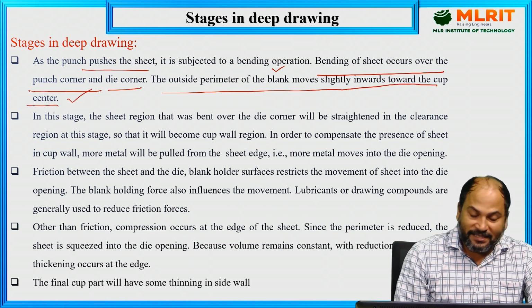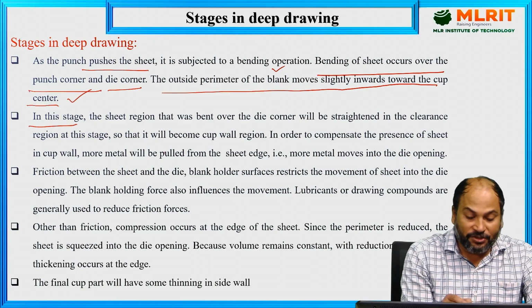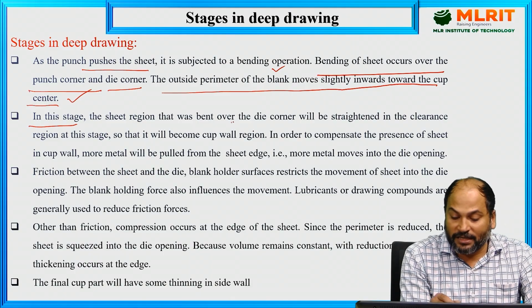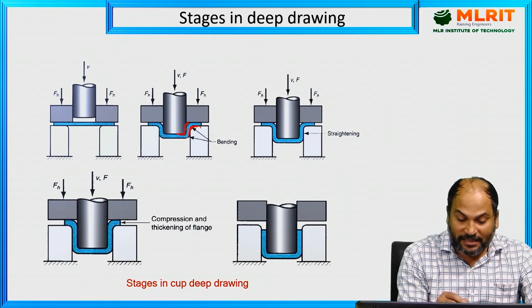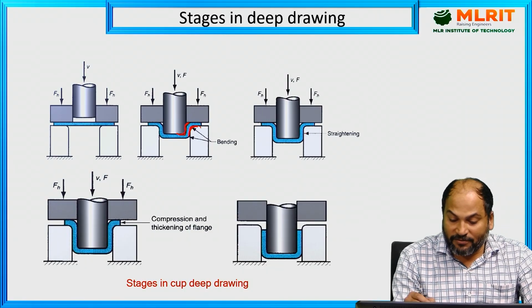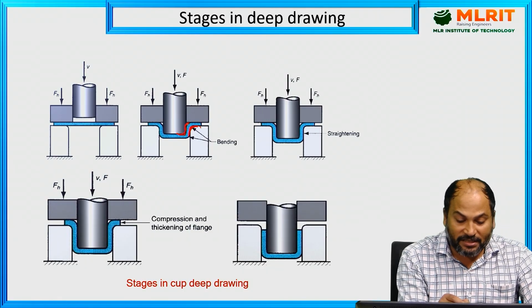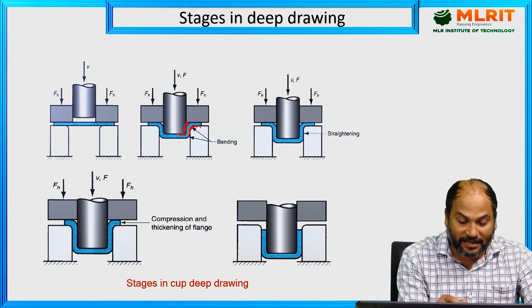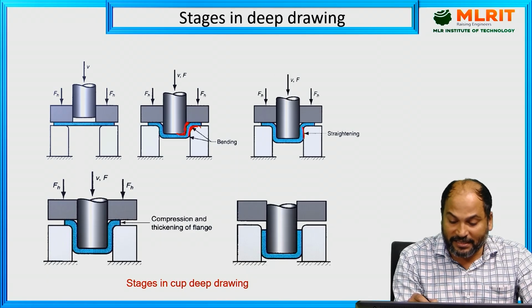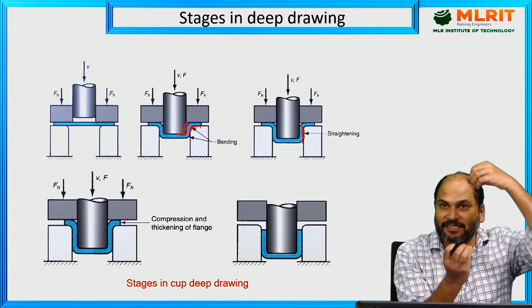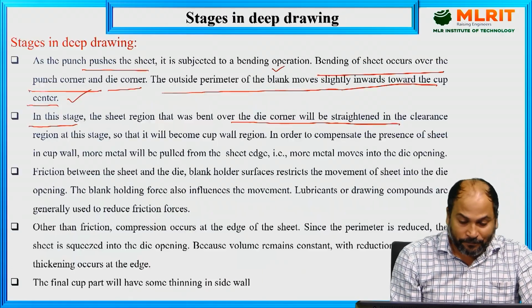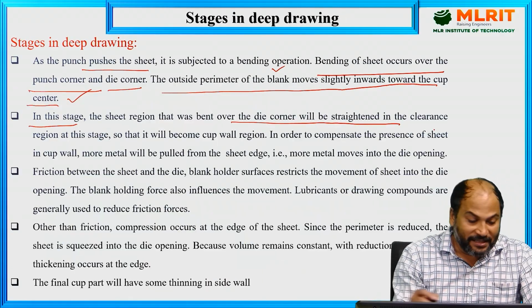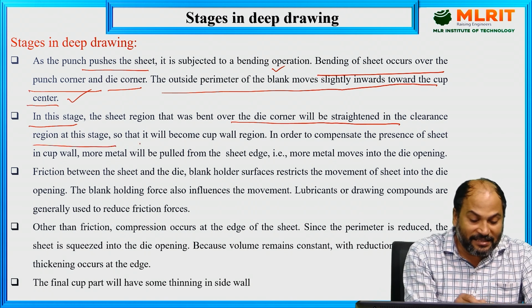In the second stage, the sheet region that was bent over the die corner will be straightened. You can see here, once it is bent, after that it will be straightened. When it was bent at these corners, now it is completely straightened. Means it is now straight over there. So that's what happens in the second stage, in the clearance region.